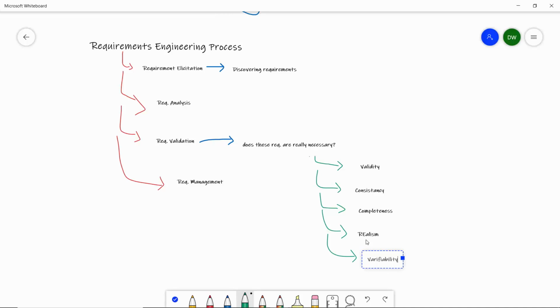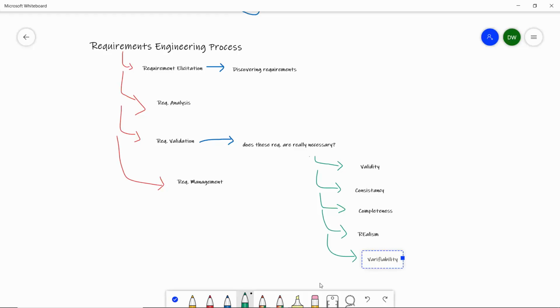So you will have to validate whether the system you are going to develop is a real system, that whether the system you are going to implement can really be implemented, right? And verifiability means you will have to check whether these requirements can be checked or not. If you can't check whatever requirements you have, you cannot verify. So verifiability should be there. Whenever you want to check whether this is correct or not, you should be able to do that.